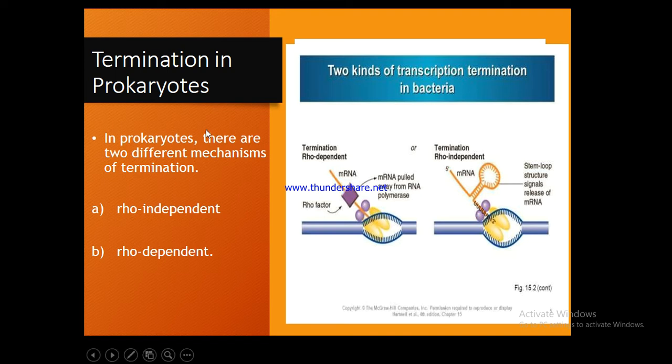Let's learn about the termination process in prokaryotes. The initiation and the elongation are very simple, and we have to understand termination in prokaryotes. To understand this, the Rho protein is involved, also known as the Rho factor. There are two different mechanisms present in prokaryotes: one is called Rho independent and the other is called Rho dependent.